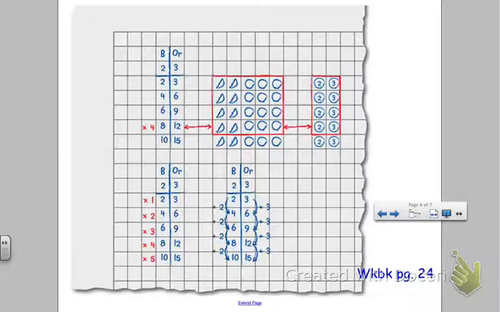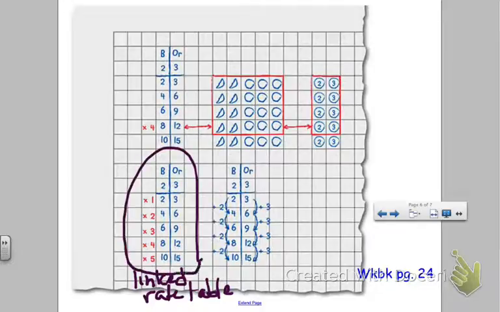Let's see. Here we have a linked rate table. This one right here is our linked rate table. You can see it's a linked rate table because here we have this extra column for our units. And then we have the other 2 columns for the bananas and the oranges. And you can see at the top we have that ratio of 2 to 3. 2 bananas for 3 oranges.